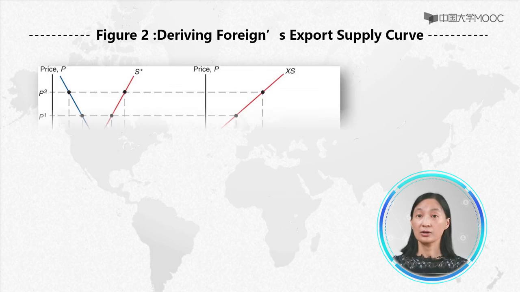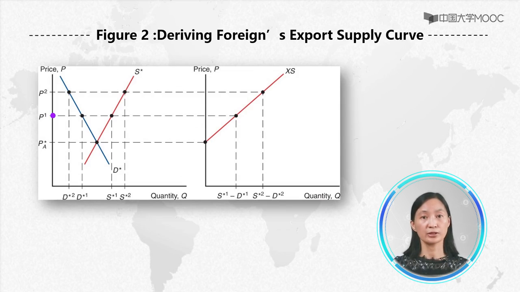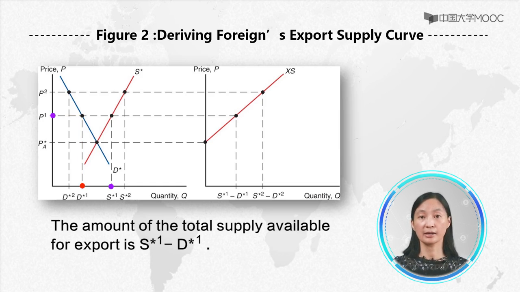Using the same method, we can derive the foreign export supply curve XS. In Figure 2, at point 1, foreign producers supply S*1, while foreign consumers demand only D*1. So the amount of the total supply available for export is S*1 minus D*1.